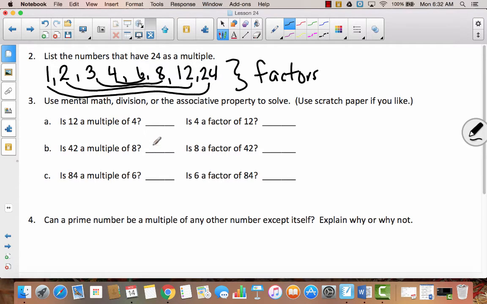It gets kind of confusing sometimes for fourth graders to tell the difference between a multiple and a factor. So we'll have to work on that to make sure that we get that correct. Use mental math, division, or the associative property to solve. Use scratch paper if you like. Is 12 a multiple of 4?